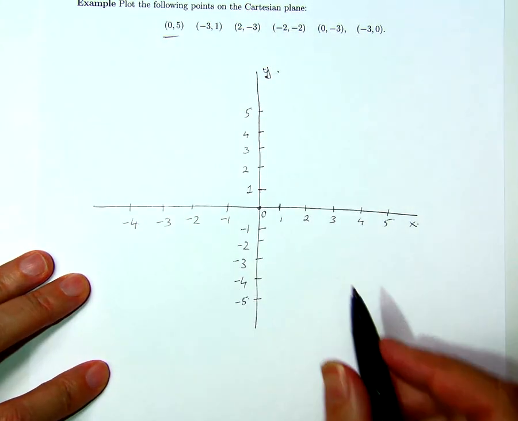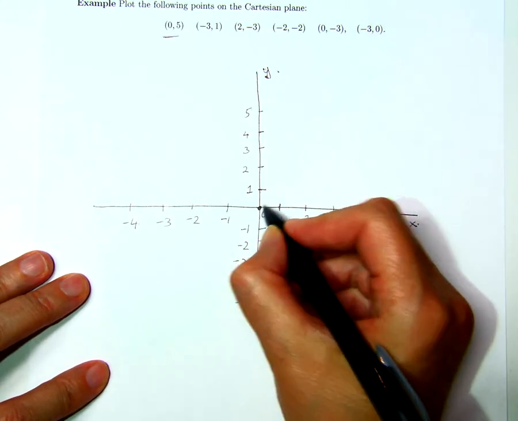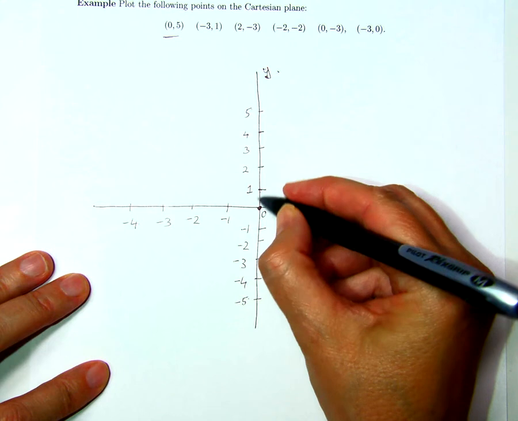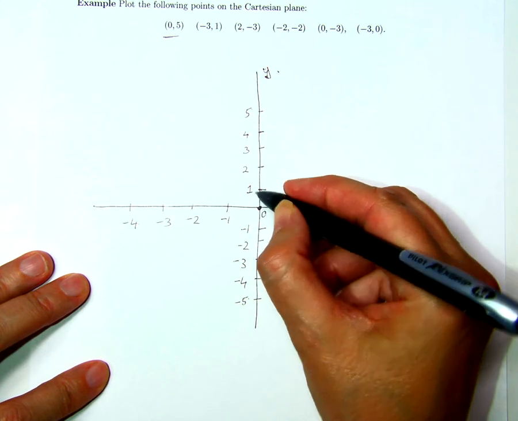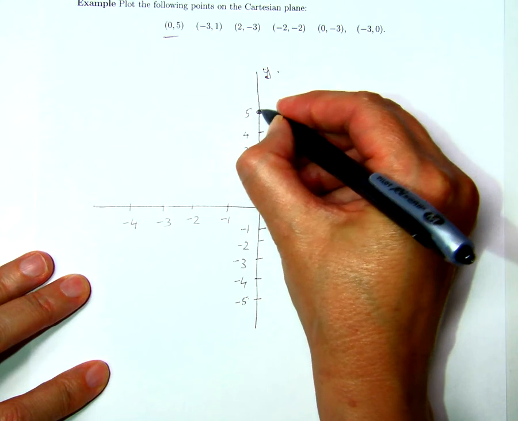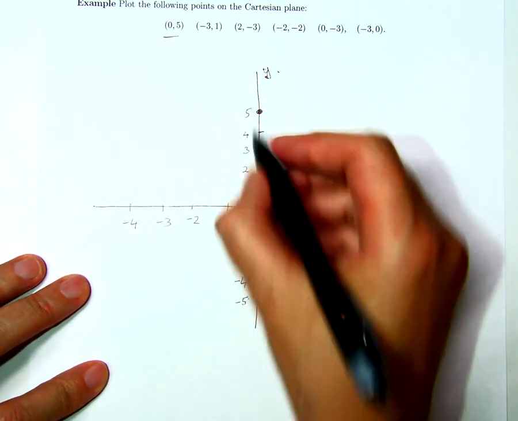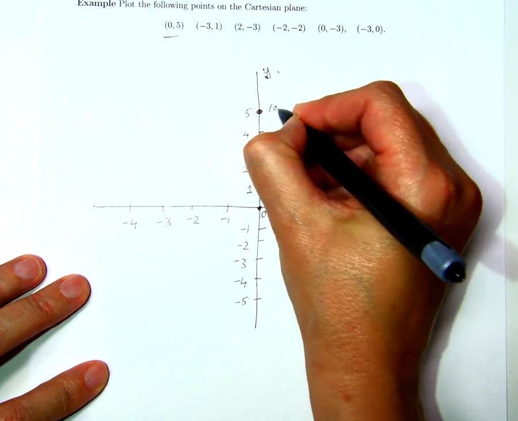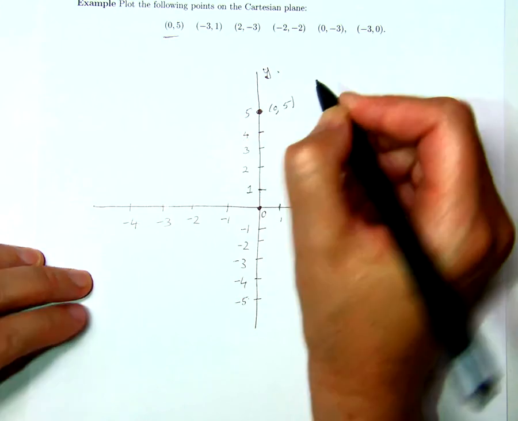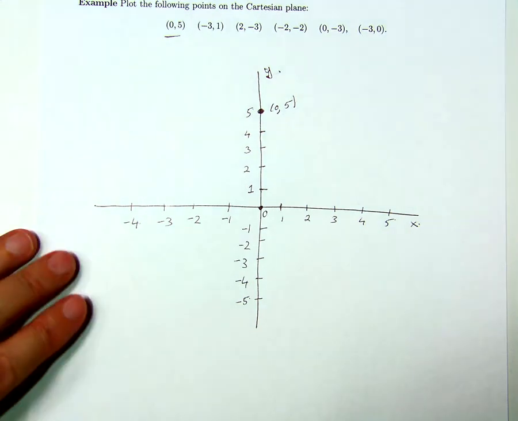Let's take this point (0, 5). Well, its x-coordinate is 0, so it should lie above the point 0 on the x-axis, and its y-coordinate is 5, so it should be somewhere across from 5 on the y-axis, and there's only one such point. This is the point (0, 5). It's on the y-axis because its x-coordinate is 0.